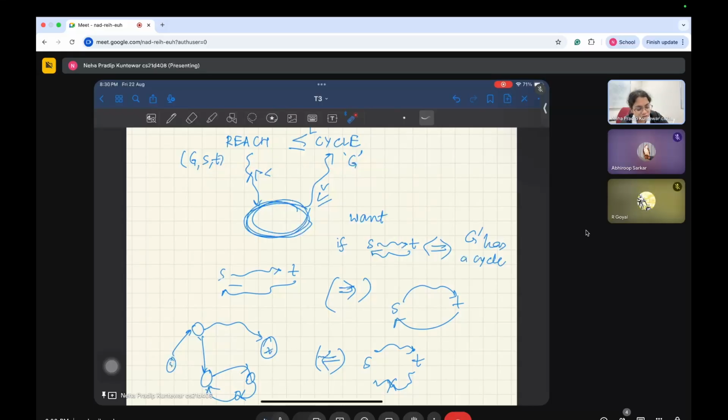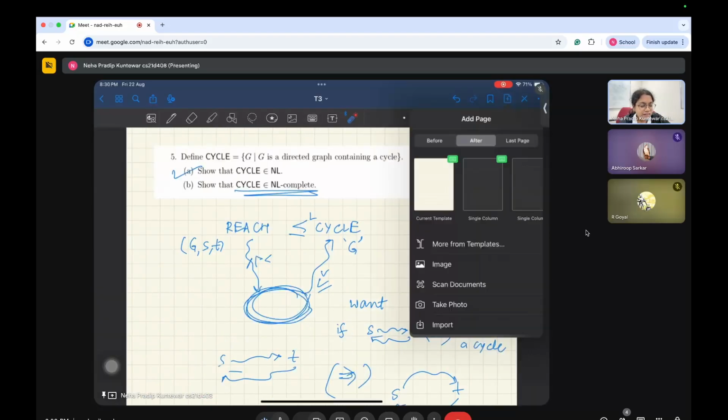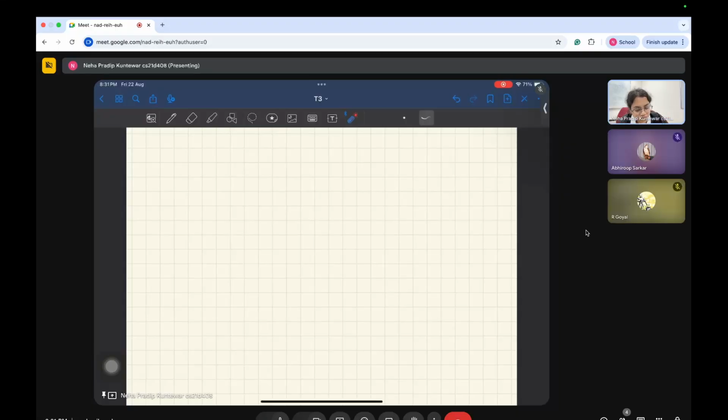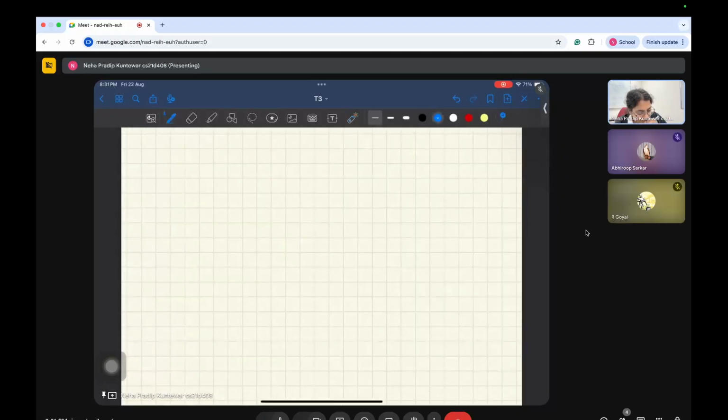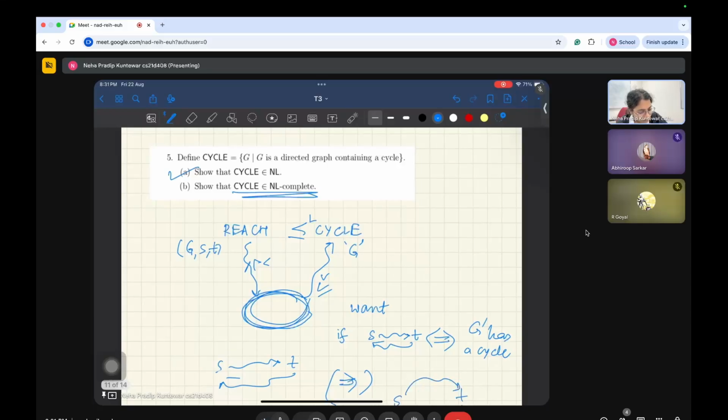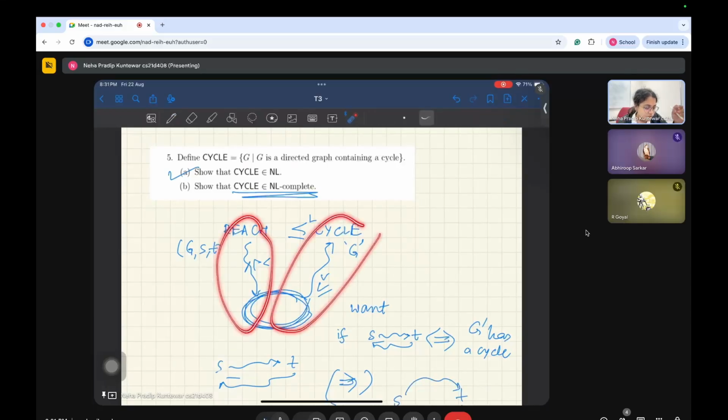Okay, so that's why we are actually going to need to modify this reach problem to get to some other problem, and from there we will reduce back to cycle. So I'll tell you what that problem is and why it is natural to think of it. Maybe one of these is easy, so I'll do the easy part first.